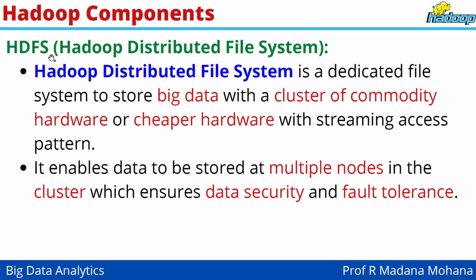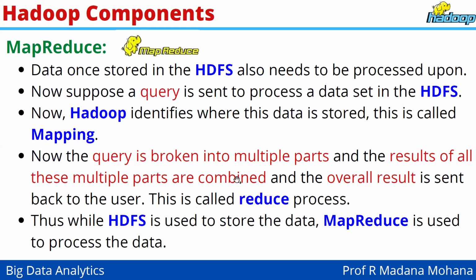Coming to HDFS, Hadoop Distributed File System. Hadoop Distributed File System is a dedicated file system to store big data on a cluster of commodity hardware, or cheaper hardware, with a streaming access pattern. It enables data to be stored at multiple nodes in the cluster, and also ensures data security and fault tolerance. We will see more about HDFS in detail in upcoming lectures.